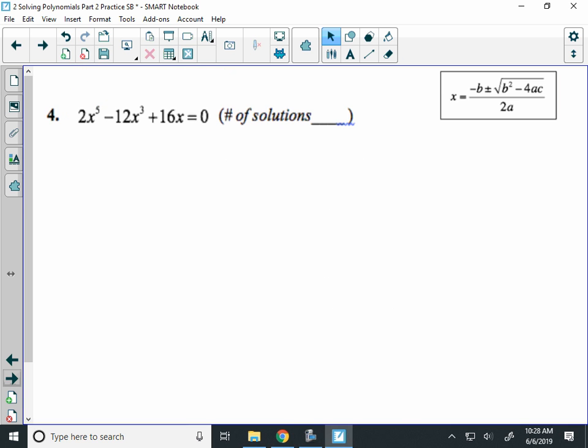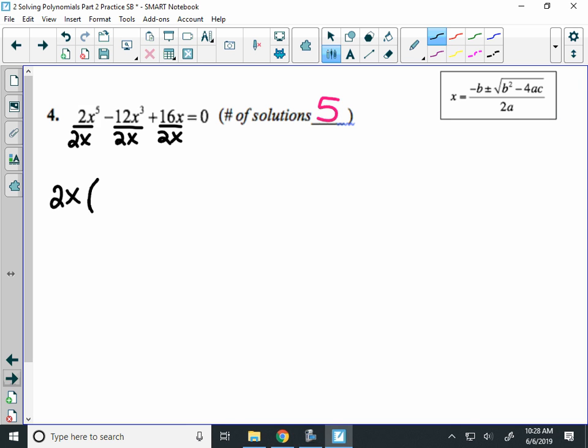All right, last problem. Number 4. This one has a degree of 5, which means you're going to have 5 total solutions. Start by factoring. Look for a GCF here. There is one. All these terms have an x, and they're all even, so I can pull out a 2x. When I pull out a 2x, I'm left with x to the 4th minus 6x squared plus 8, a trinomial. I can factor this, split the middle.